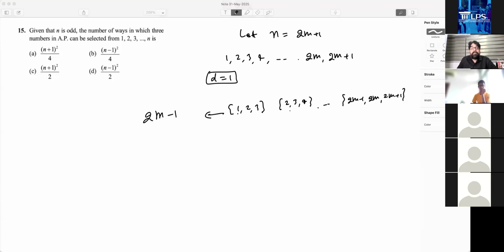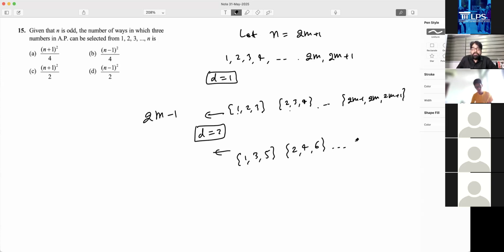What other possibility can happen? We can take d equal to 2. Think carefully, everybody. D equal to 2. So first 1, 3, 5. Next 2, 4, 6, and so on. Here what will happen? Tell me. D should be 2, and the last term is 2m plus 1.